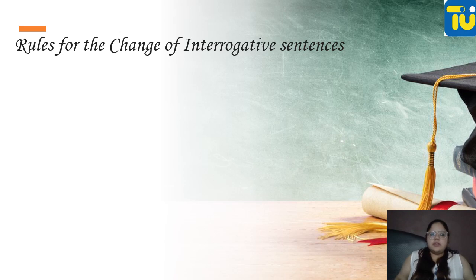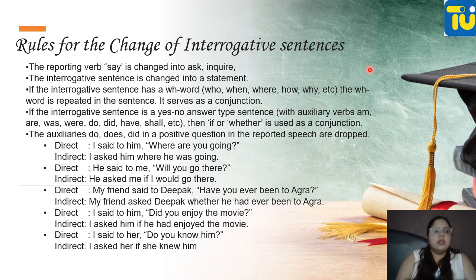For changing interrogative sentences, interrogative questions, let's see what the rule is. The reporting verb say is changed into ask or inquire. The interrogative sentence is changed into a statement. Question mark is removed. If the interrogative sentence has a WH word, who, when, where, how, why, etc., the WH word is repeated in the sentence. It serves as a conjunction. That is exactly what we use that for. But here the same word is repeated.